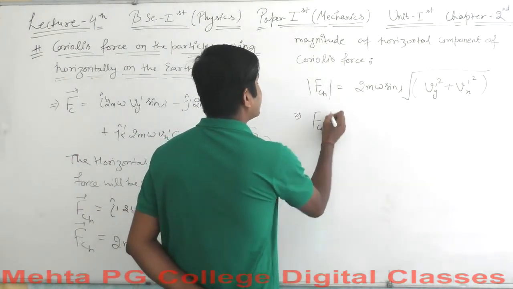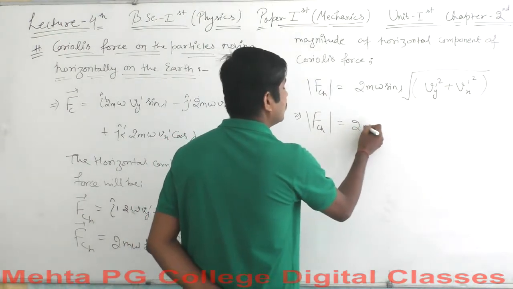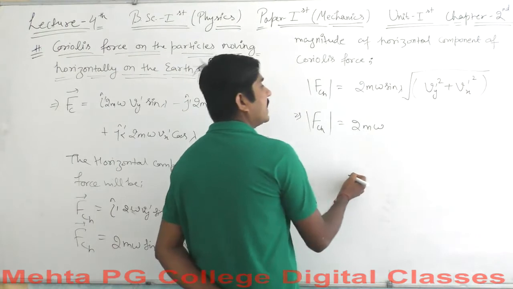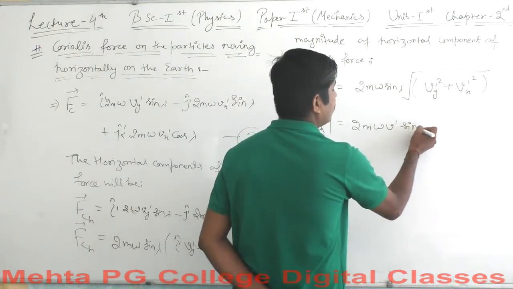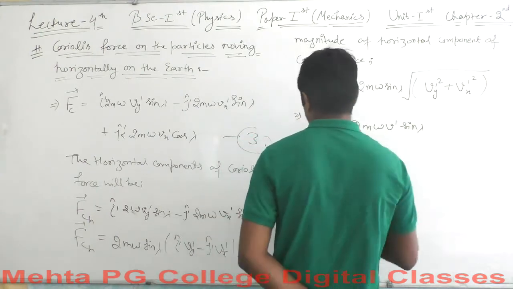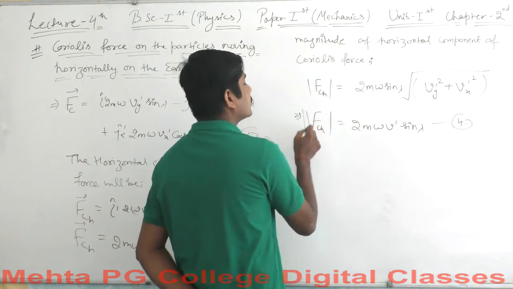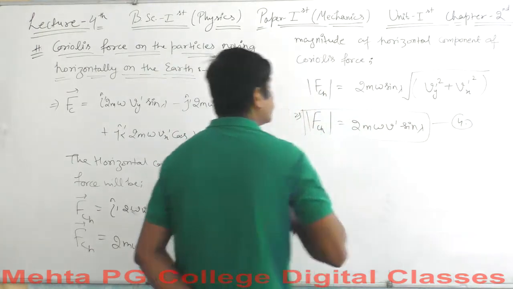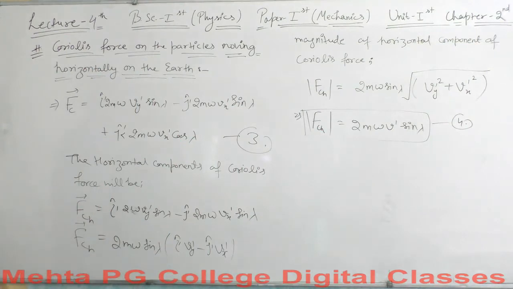So the new equation becomes: FCH, the horizontal component of Coriolis force, equals 2 m omega v dash sine of lambda. This will become equation 4, the new equation, and this is the equation of Coriolis force here. So what kind of effects will happen here? We will talk about the effects here.